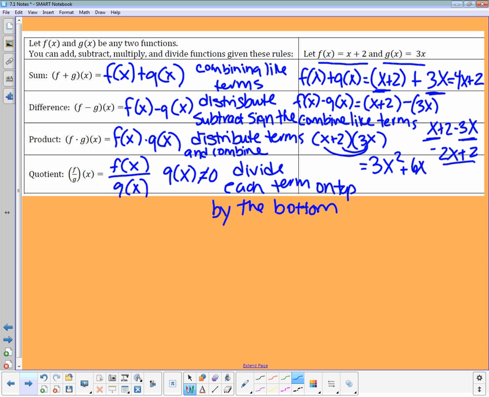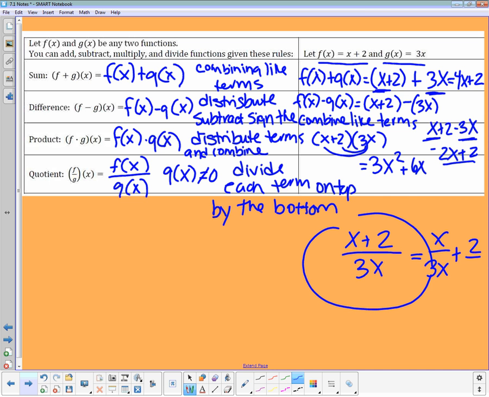And I'm actually going to do my example down here, since I ran out of room. So if we have our f of x equal to x plus 2, we're dividing that by our g of x, which is equal to 3x. If you remember, when we divide something by a monomial, we can take the top separately divided by our bottom. So we have x over 3x plus 2 over 3x. These x's we can get rid of, so we're left with 1 over 3 plus 2 over 3x. We can't reduce that any further, and this is your answer.